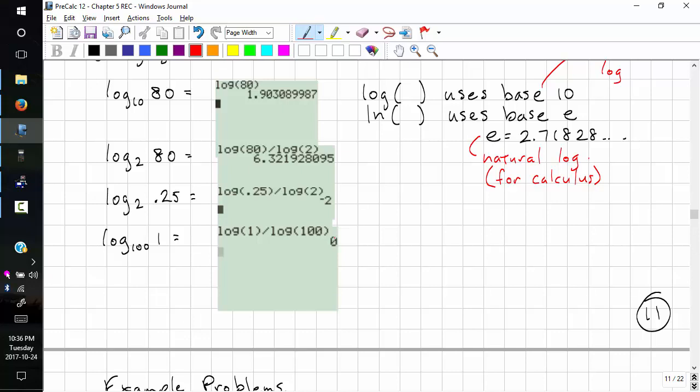Okay, so here's a property for you. Log base b of 1 equals 0 for all b greater than 0, b not equal to 1.